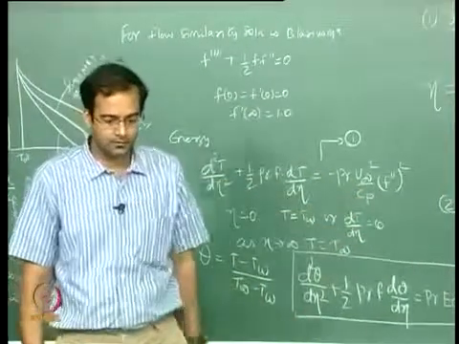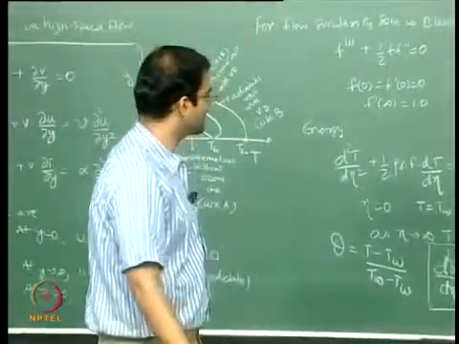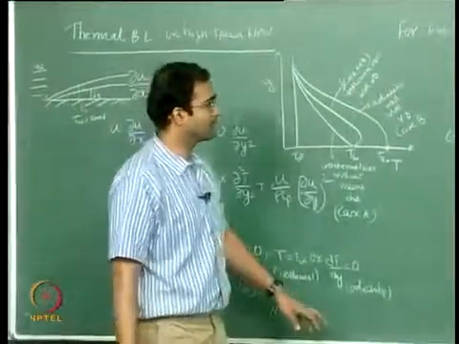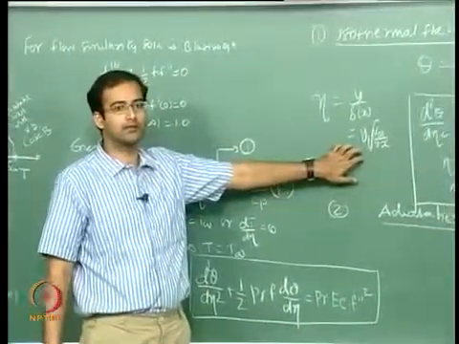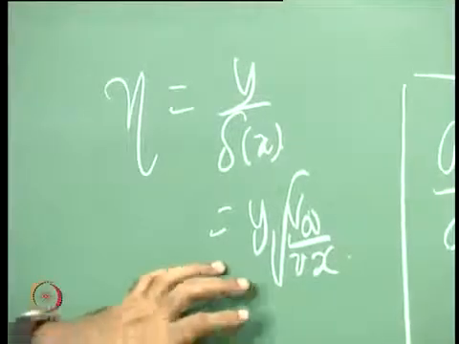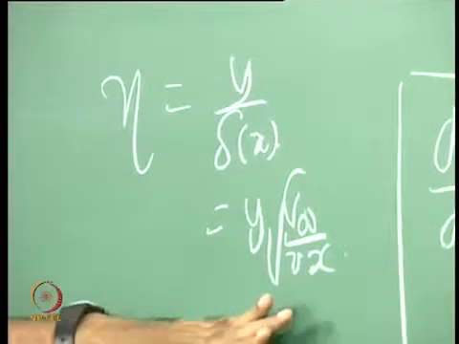So therefore the energy equation doesn't care much about the eta. The same eta that you use for the momentum is still retained here. This is your boundary layer similarity variable, that's it.